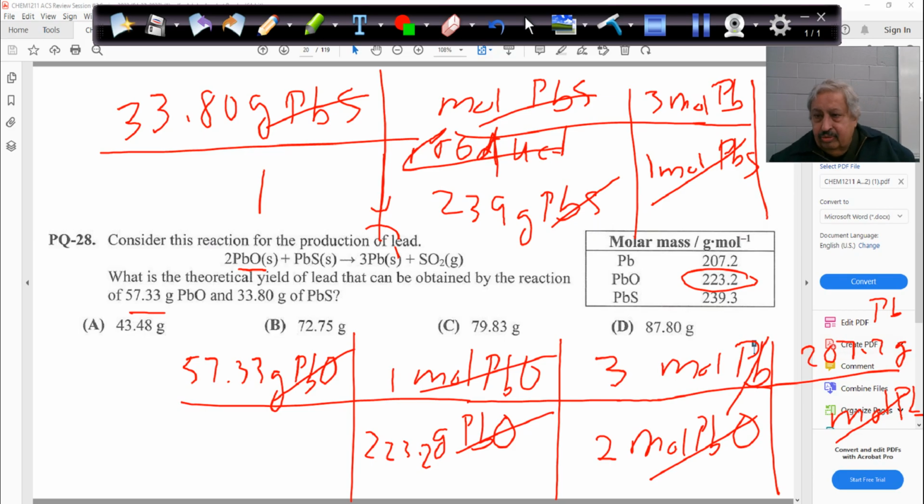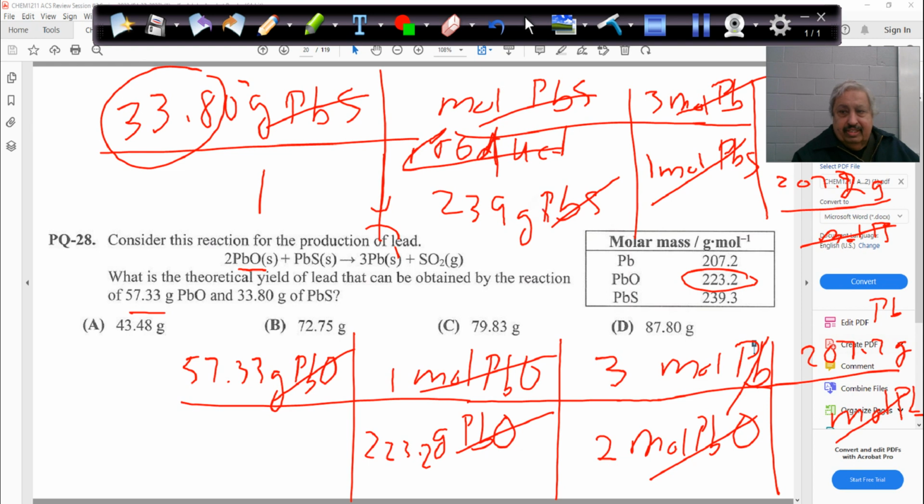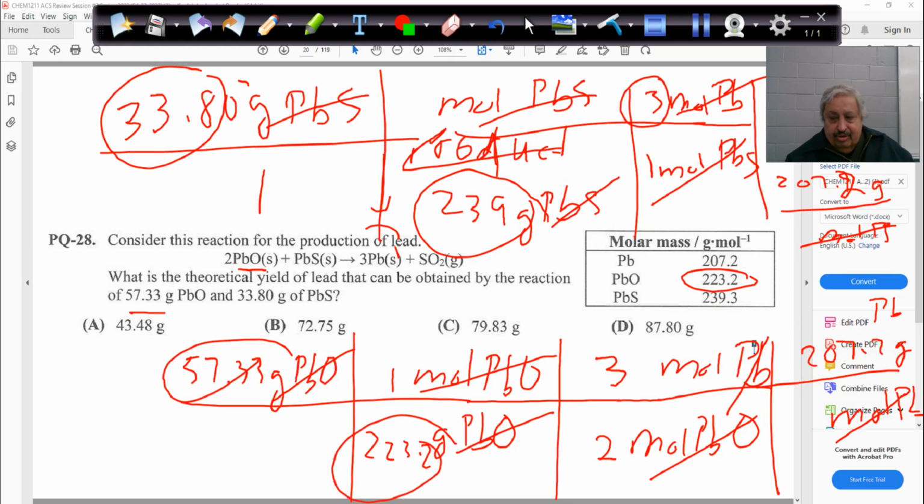You multiply it by 207.2 grams per mole of lead. So the mole cancels out. So from this, you just take this, divide by this value, multiply it by 3, and divide this value here by this, multiply by 3 over 2, and then multiply it by the molar mass or atomic mass of lead. So how much is it?